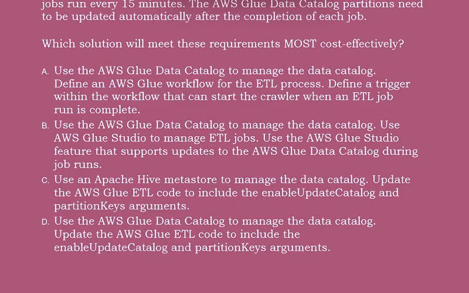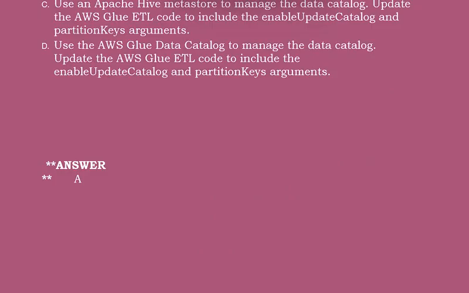Option C. Use an Apache Hive metastore to manage the data catalog. Update the AWS Glue ETL code to include the enable update catalog and partition keys arguments. Option D. Use the AWS Glue data catalog to manage the data catalog. Update the AWS Glue ETL code to include the enable update catalog and partition key arguments. Correct answer is option A.